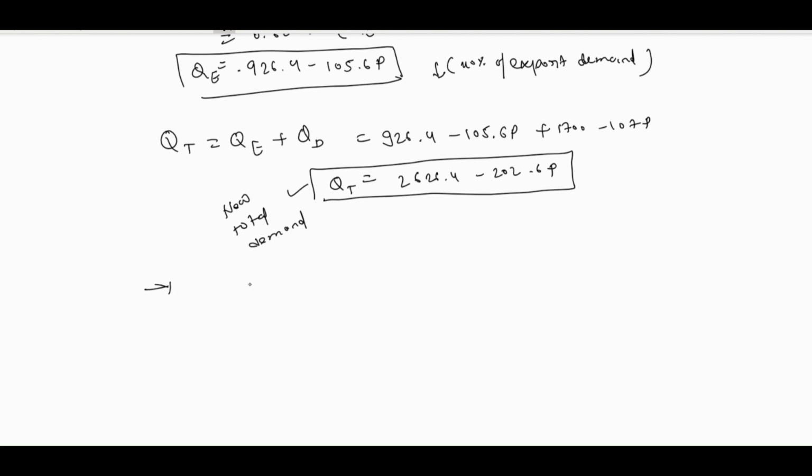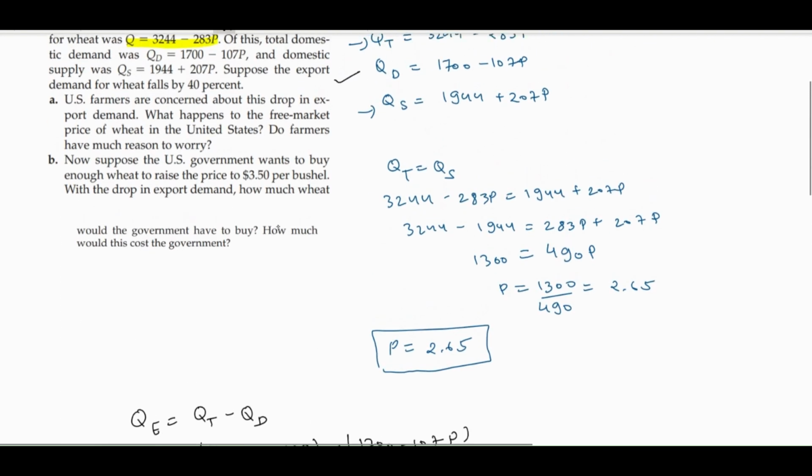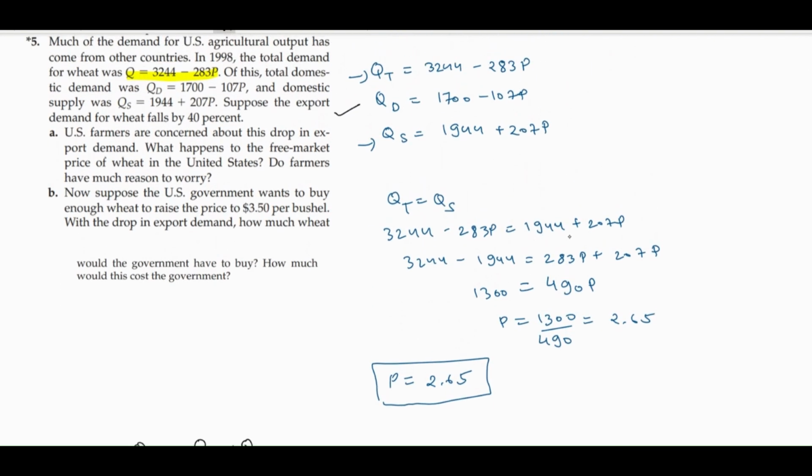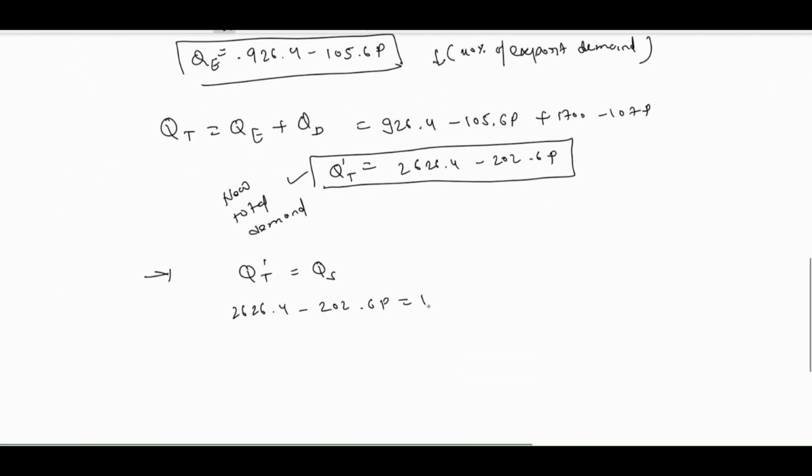Now to find the equilibrium price, we again equate the new total demand, Qd, with our old supply, because there is no change in supply. So just put the values here: 2626.4 minus 202.6p equals quantity supplied, which was 1944 plus 207p. Now solve this equation again, and you will get p equals 1.63, right?